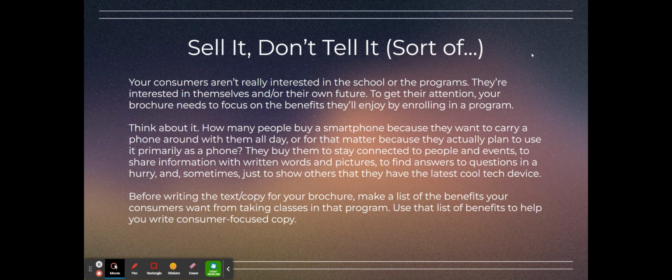Okay. Most people don't buy a smartphone because they want to carry around a phone with them all day. Okay. And for that matter, they actually plan to use it primarily as a phone? Probably not. That's not why most people buy a smartphone. They buy one because they want to stay connected. They want to have their apps accessible. They want to have any kind of information on events and people and things that are happening. That's why. They want to be able to share information quickly. It's not because they want to carry around a block. So, how can you make sure that your brochure sells that idea?